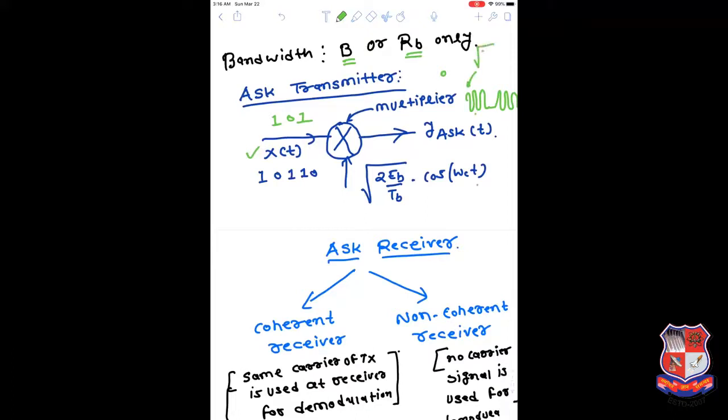So this one is square root of 2 EB by TB multiplied with cos x, where x is omega Ct here, and this is simply 0. So YASK of t is simply the multiplication of x of t and this term, square root of 2 EB by TB into cos omega Ct. So the transmitter is very simple. It simply has a multiplier, or maybe a double sideband suppressed carrier modulator which also works as a multiplier, and then finally produces an output that is the multiplication of the two input signals.